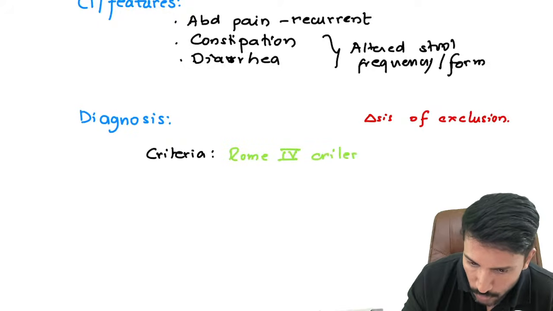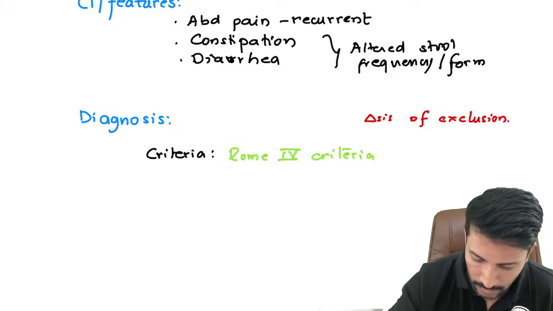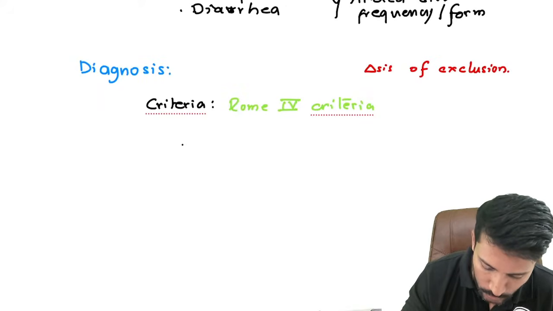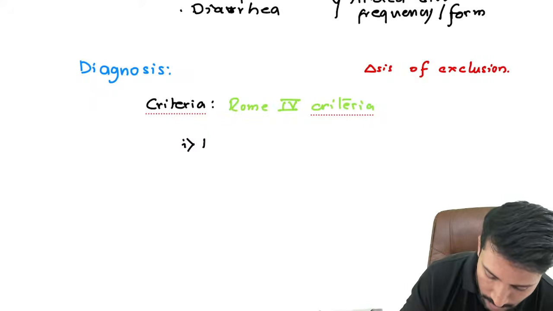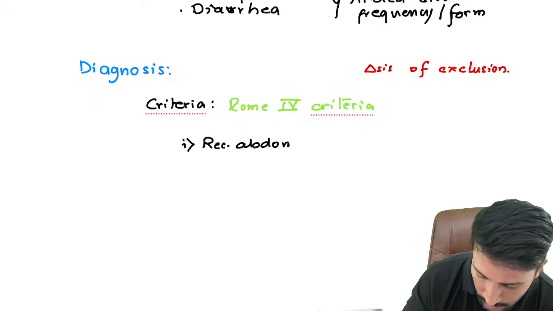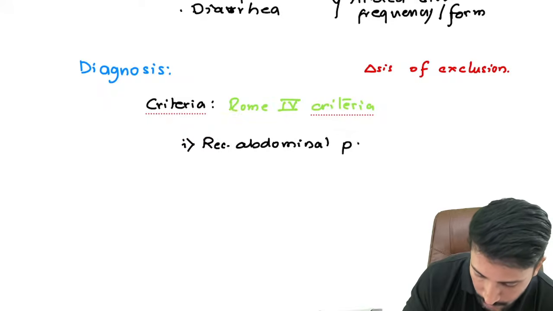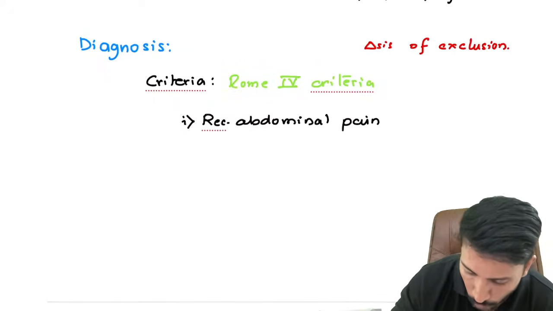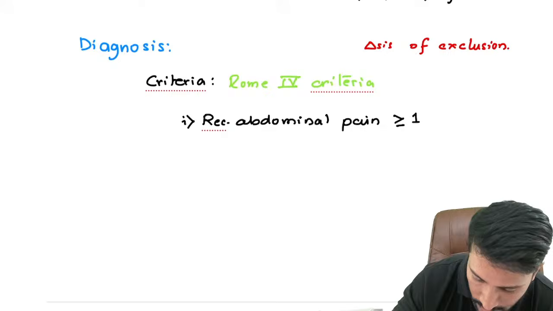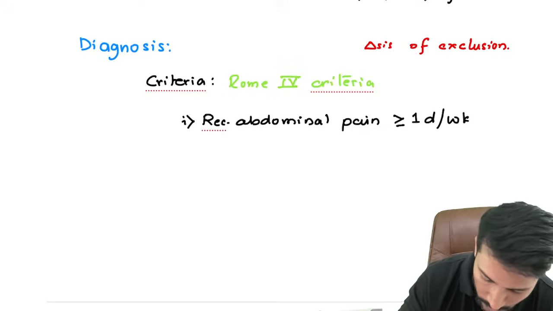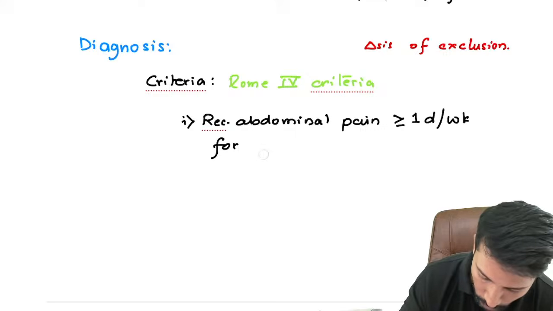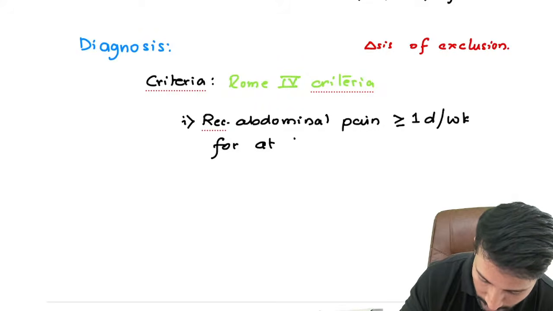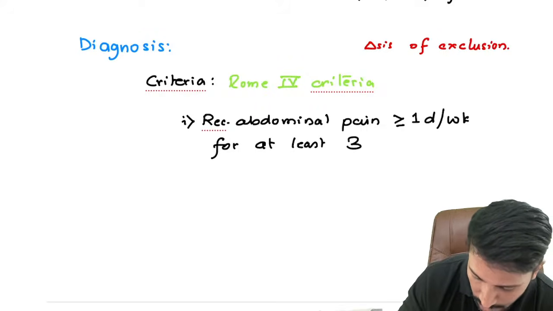So what does this Rome 4 criteria say? The Rome 4 criteria says to make a diagnosis of irritable bowel syndrome, first thing you need is recurrent abdominal pain, for more than or equal to 1 day per week for at least 3 months.